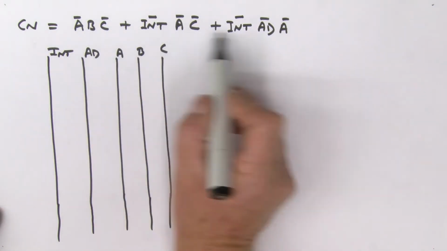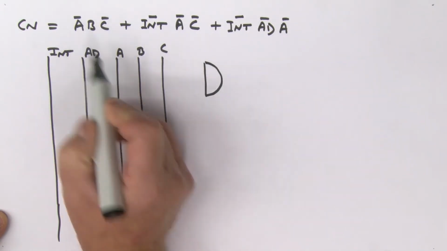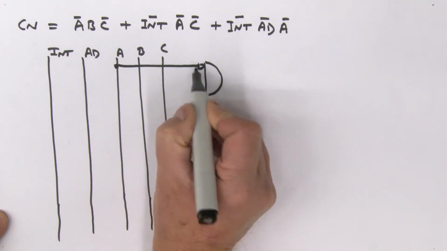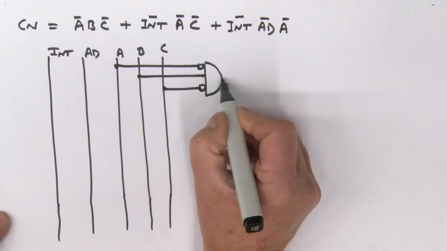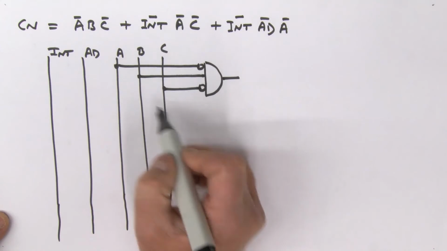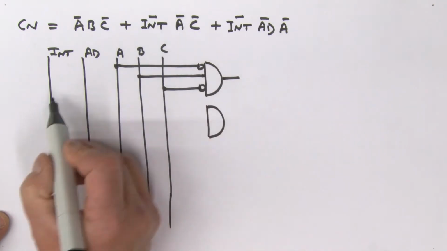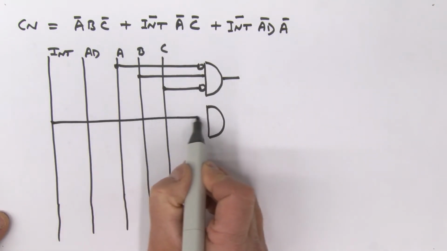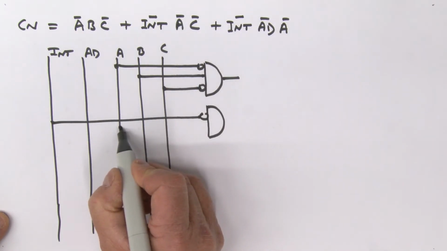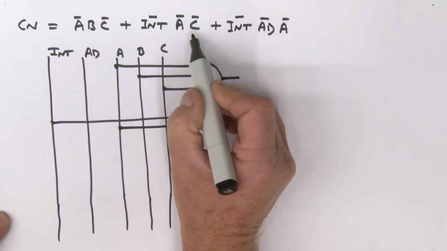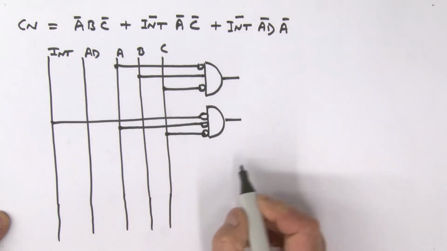CN, 1, 2, 3 product terms. All right, first product term, here it is. Okay, A bar, so I'm going to grab A, invert, B, and C bar. That's my first product term. Next, INT bar, so it's another product term here, another gate, so it's INT here, inverting. Then I've got A bar, so here's A, invert it, and then I've got C bar, so here is C, and invert it. Here is my next product term.